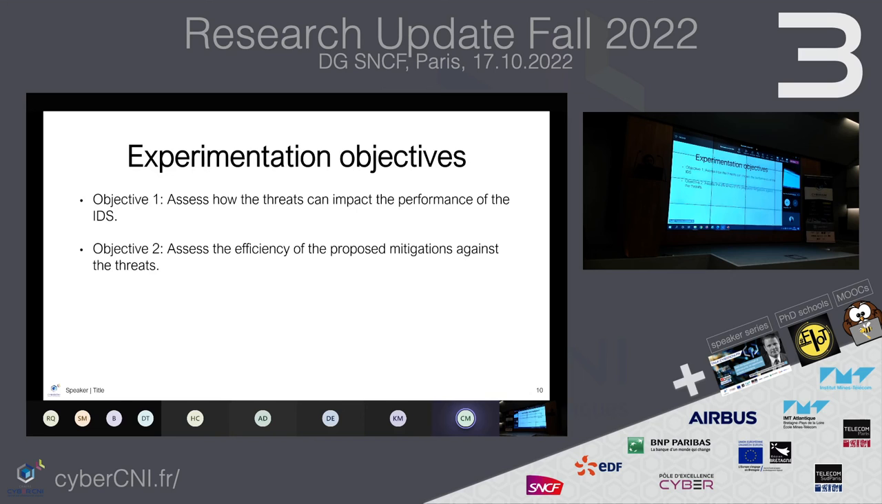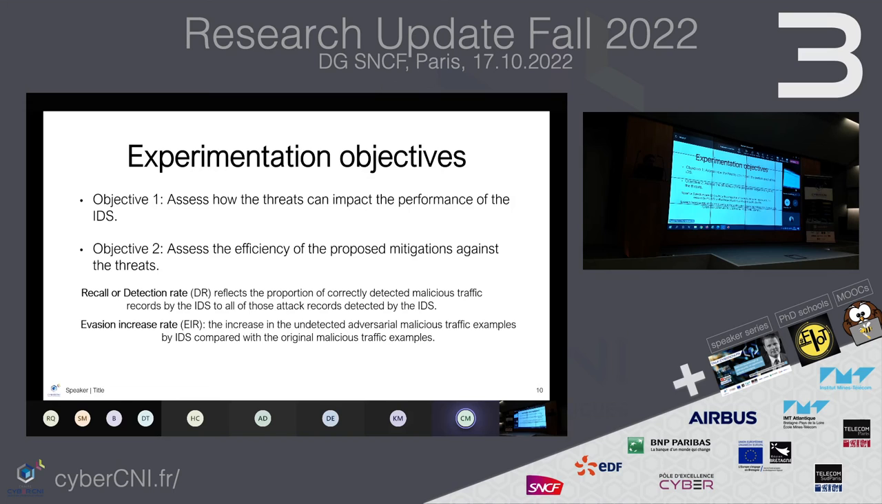Moving to the practical part. The objective of the experimentation is to assess how the threats can impact the performance of the IDS, and second, to assess the efficiency of the proposed mitigation against the threat. In order to do so, we define three metrics. The first one is the detection rate, which is the basic metric, which reflects the proportion of correctly detected malicious traffic. Based on that metric, we define two other metrics: the evasion increase rate, which measures the performance of the attack generator from the attacker point of view, and the evasion reduction rate, which measures the robustness of an intrusion detection system against the adversarial samples. So it's from the defender point of view.